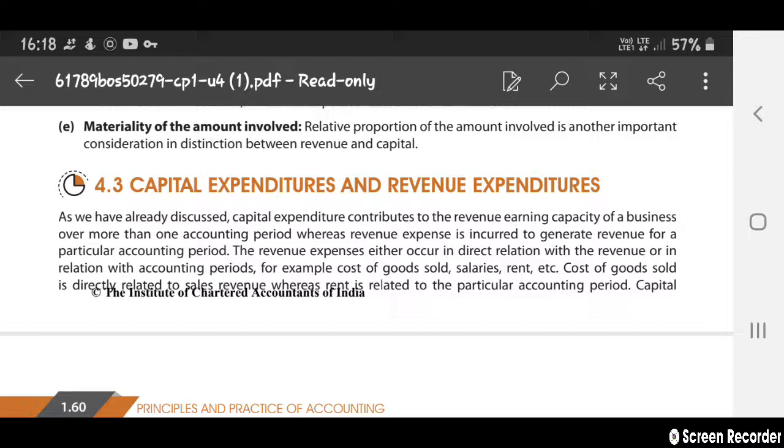As we have already discussed, capital expenditure contributes to the earning capacity of the business for more than one accounting period, whereas revenue expense is incurred to help generate revenue for a particular accounting period. So for getting the revenue in a particular accounting period, the revenue expenses help.